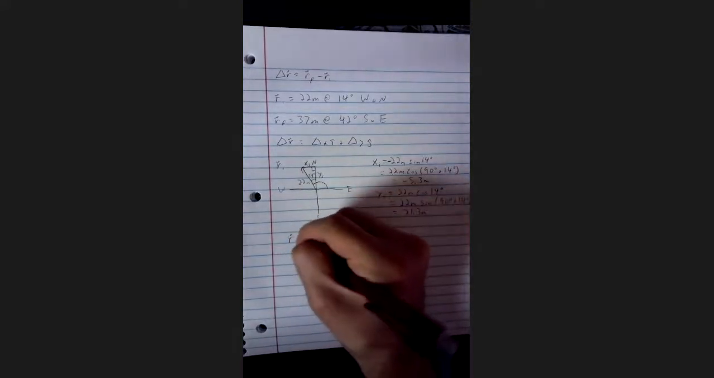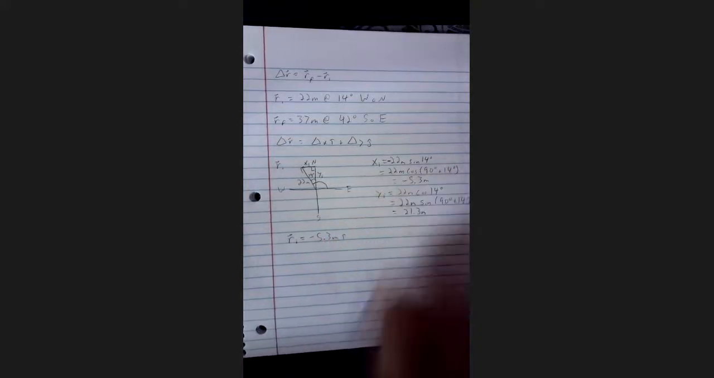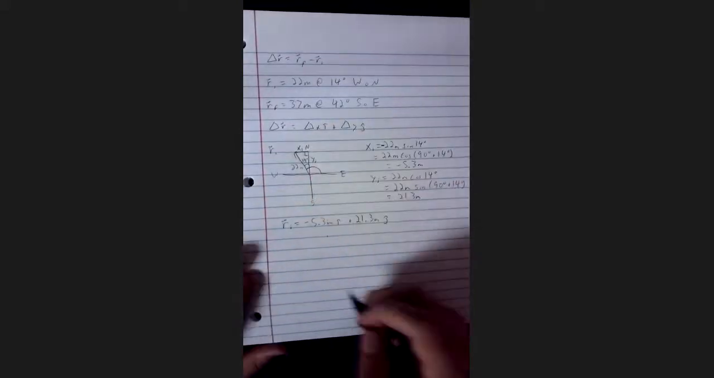So we can write our initial position as this vector: negative 5.3 meters in the x direction plus 21.3 meters in the y direction. Okay, now let's do the final position.